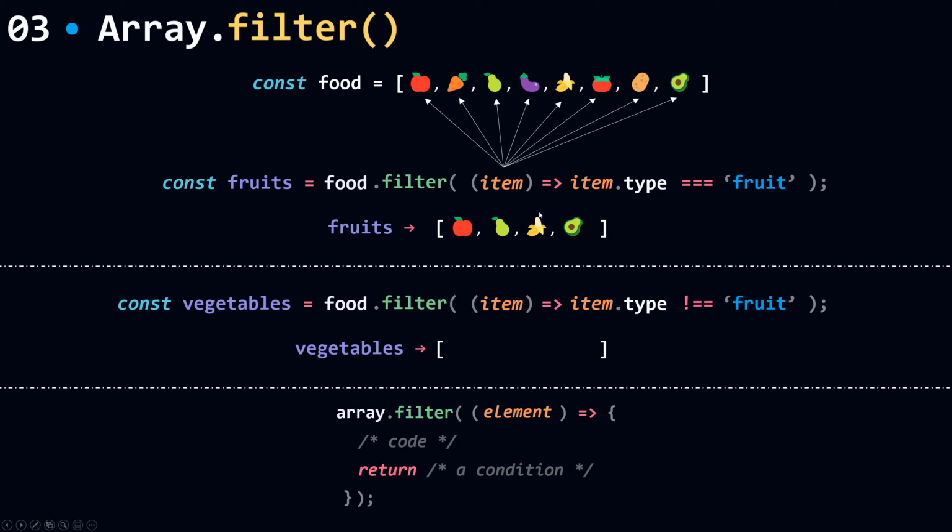So I'm going to go to the next one, carrot. The carrot.type doesn't equal to fruit, which is true. So I'm going to see the carrot in my array here, and so on. That's it for the filter method.